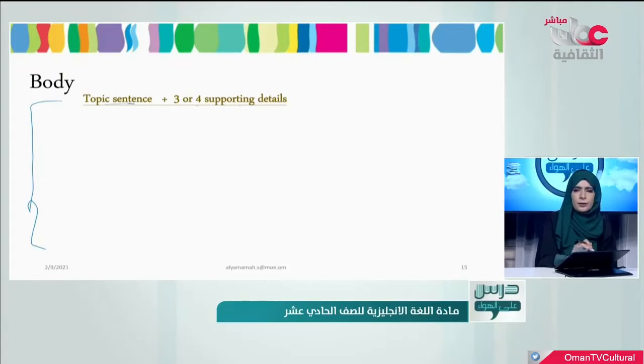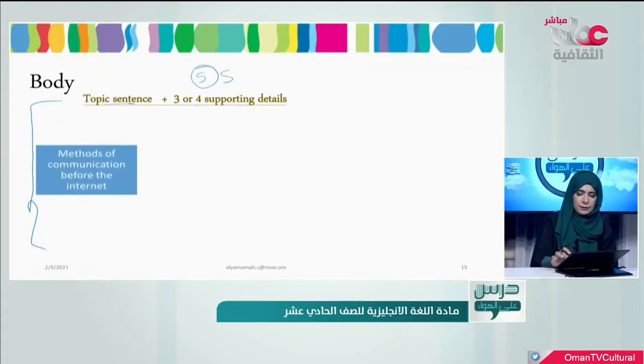Of course, the supporting details should be a part of this topic. We are not gonna mention some different ideas. All the information, this topic sentence and these 4 supporting details, should be 5 sentences which present the same idea, or give a clarification or more examples about the same topic.